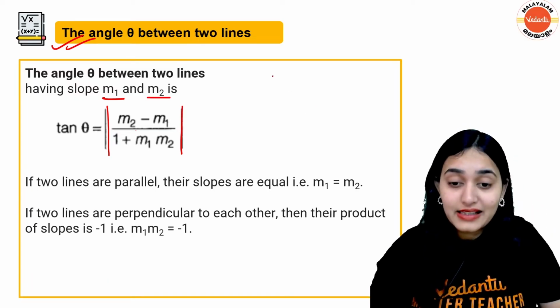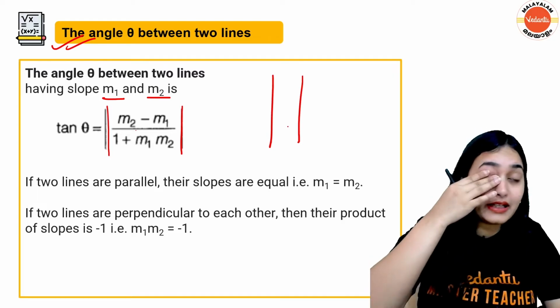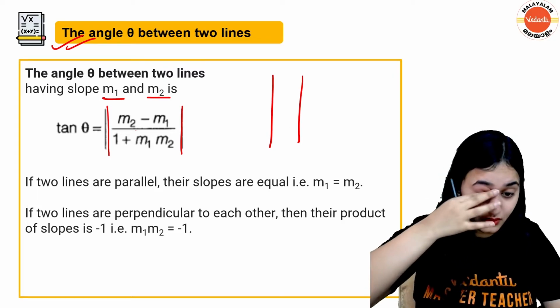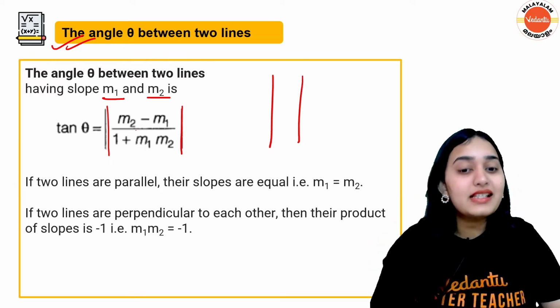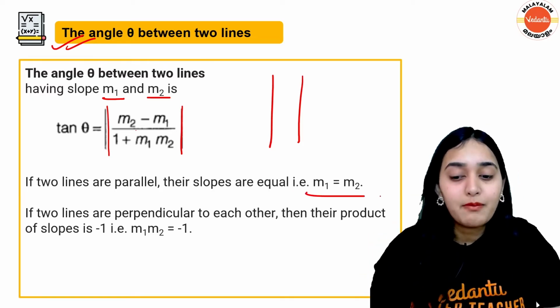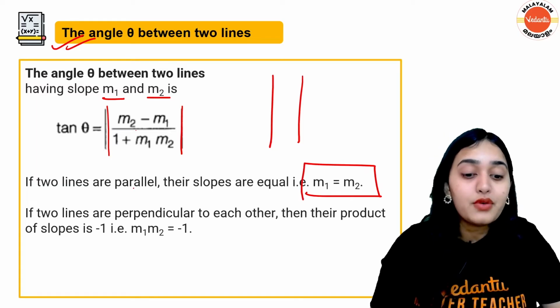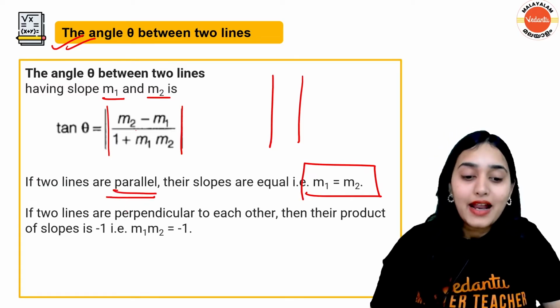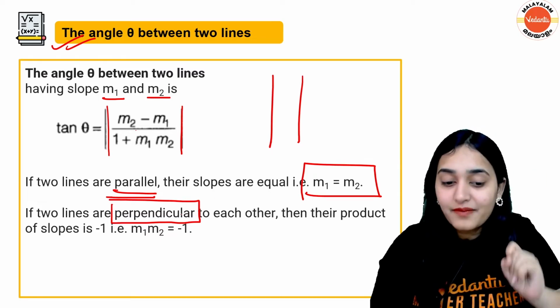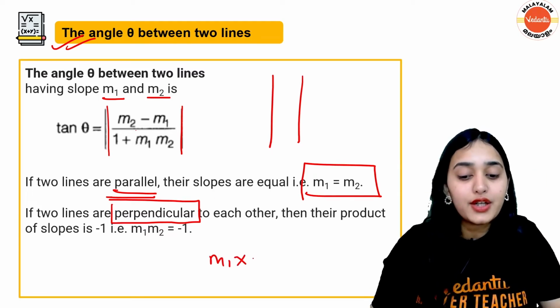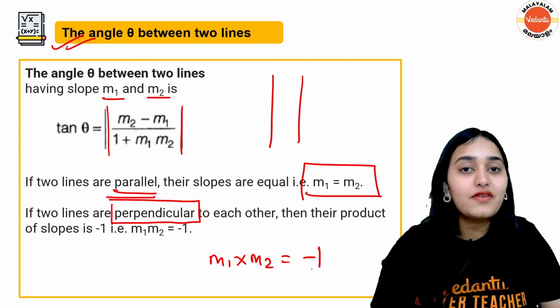Now if the lines are parallel, what will be the angle between them? If the lines are parallel, the angle between them is 0. That means m1 will be equal to m2 if they are parallel. And if they are perpendicular, the angle between them is 90 degrees. That means m1 into m2 will be minus 1.